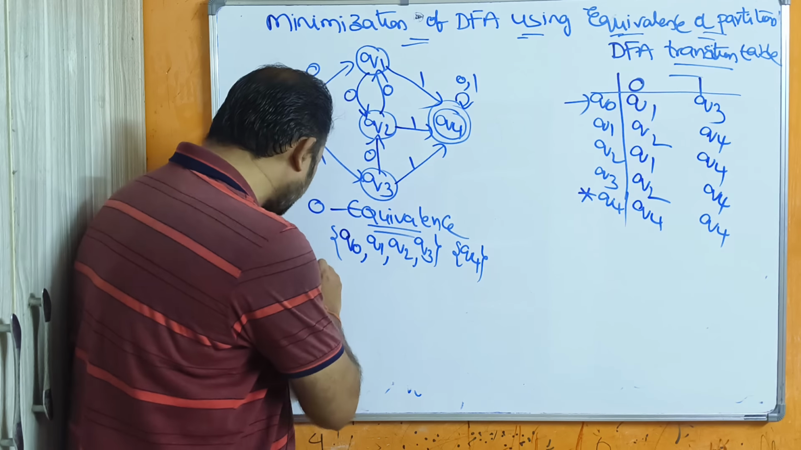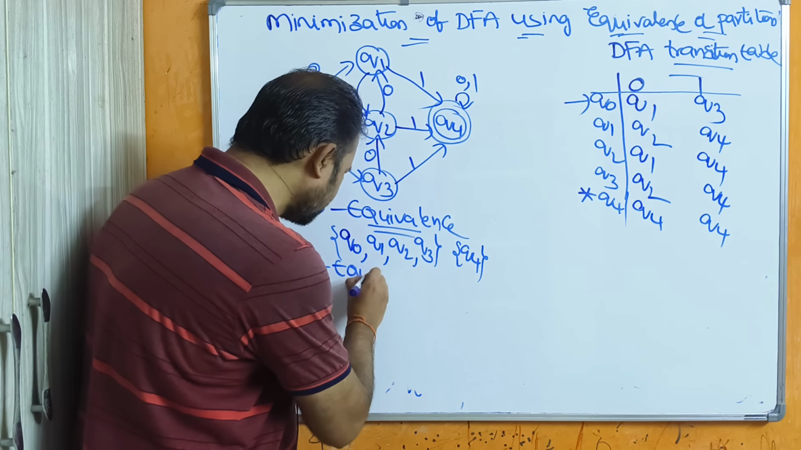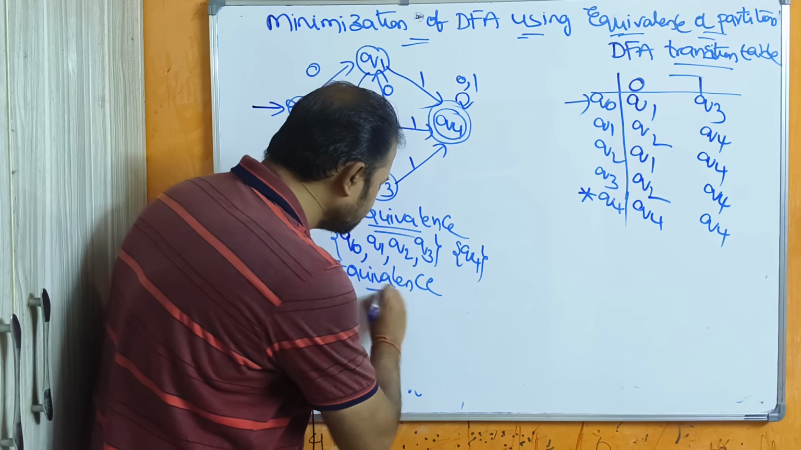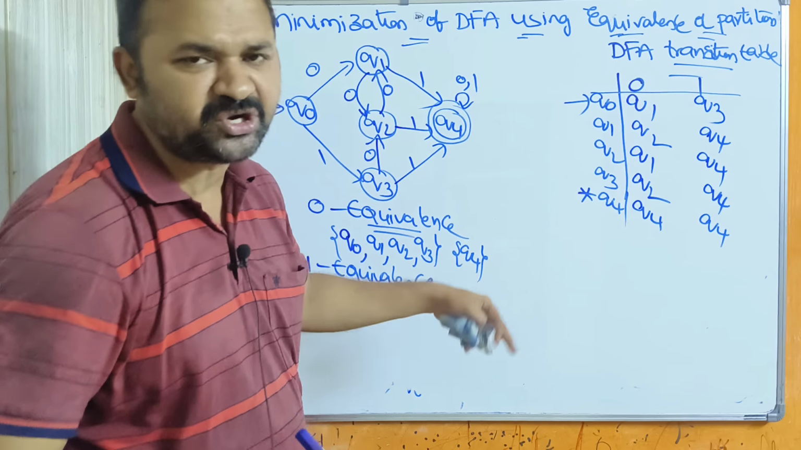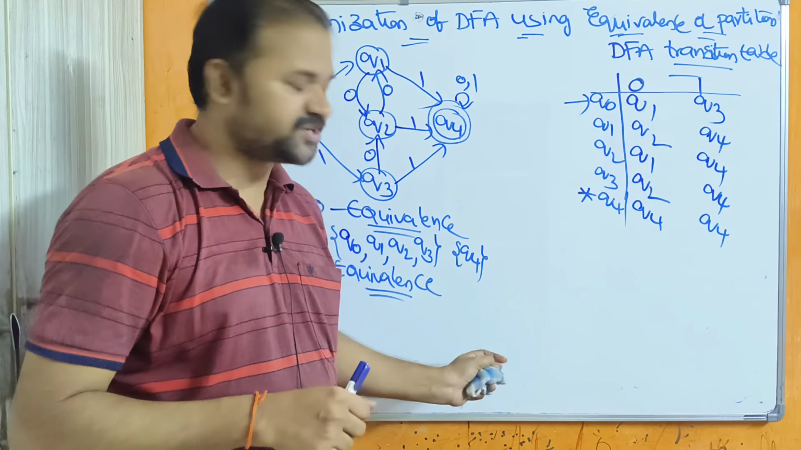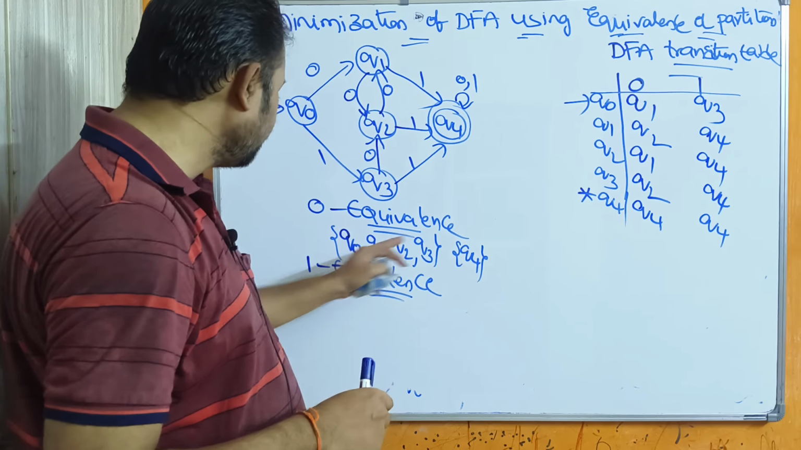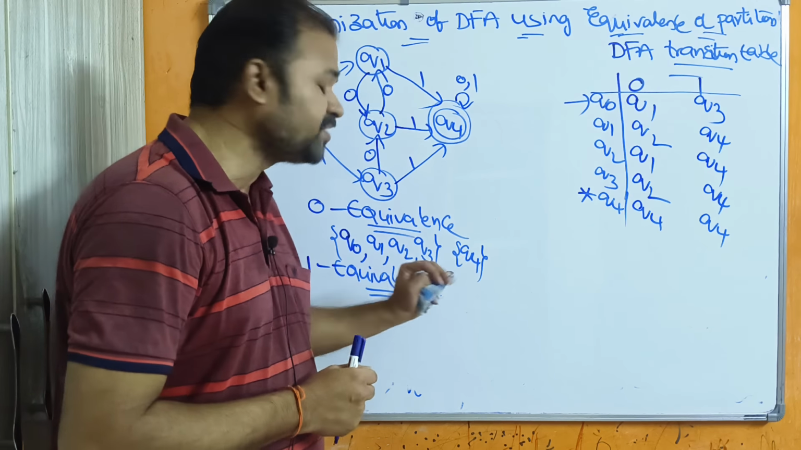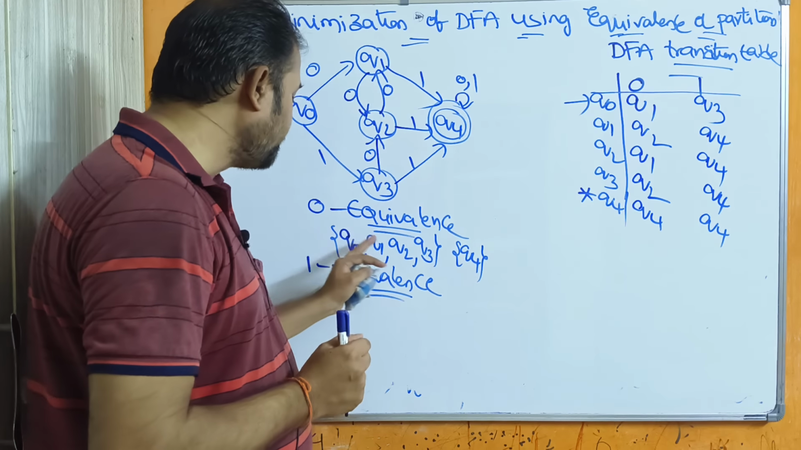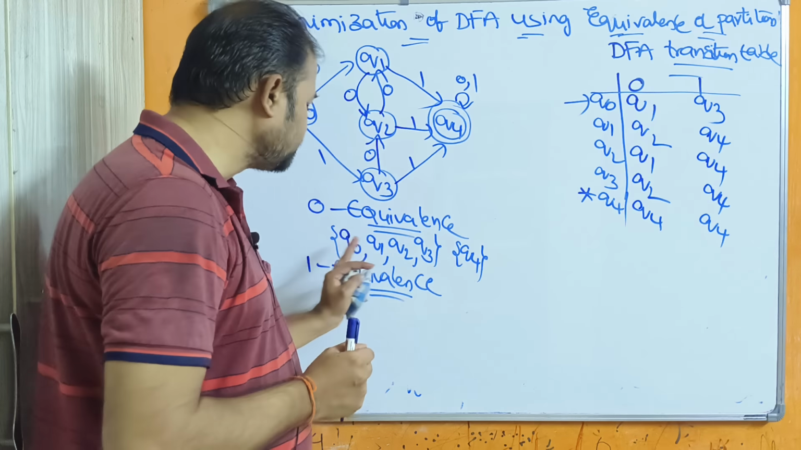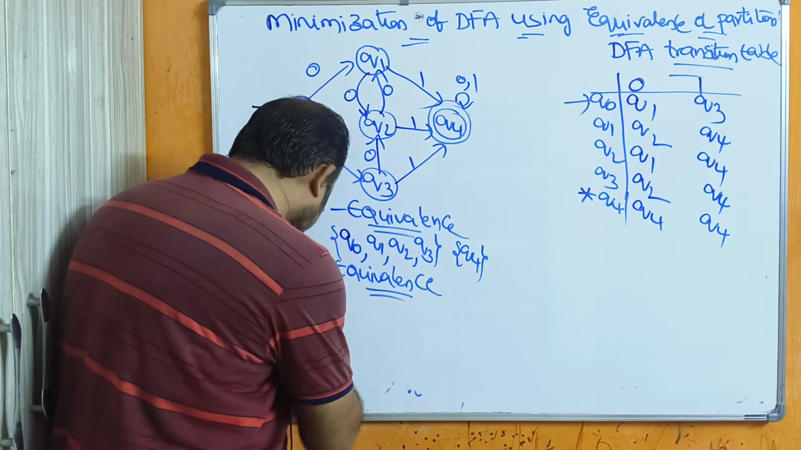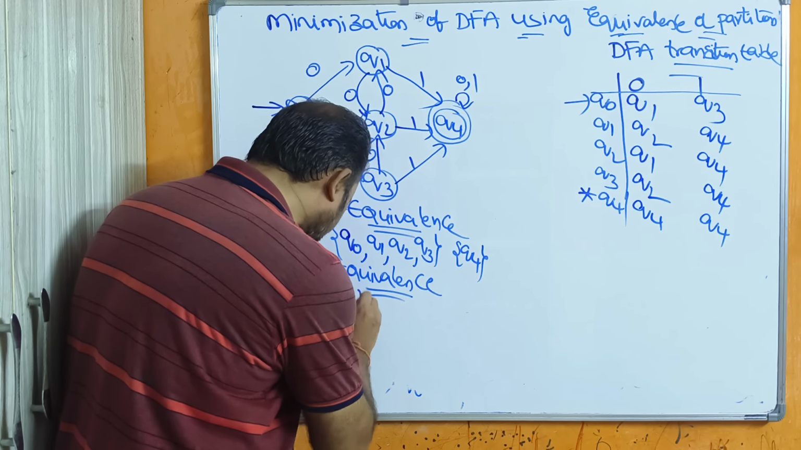Now we have to construct one equivalence. Here one equivalence is calculated based upon the zeroth equivalence. In one equivalence we have two sets. In the first set we have Q0, Q1, Q2, Q3. So we have to compare Q0 with Q1, Q0 with Q2, Q0 with Q3. So let us take Q0 and Q1 and check whether those two are equal or not.